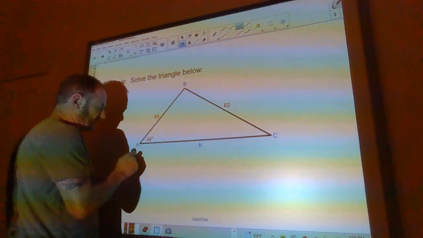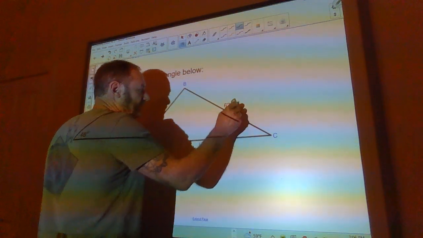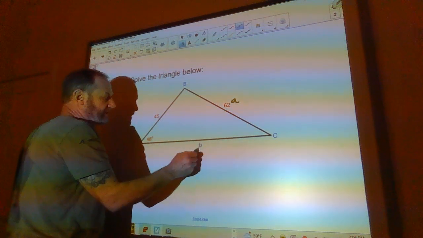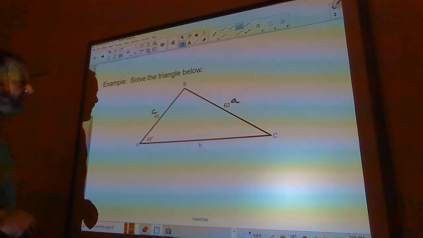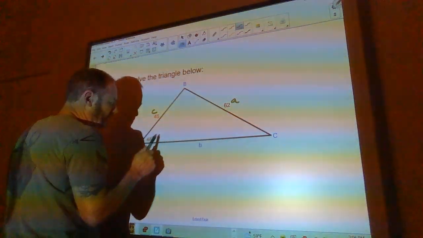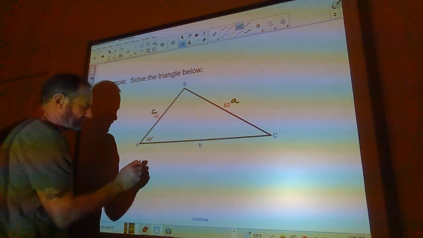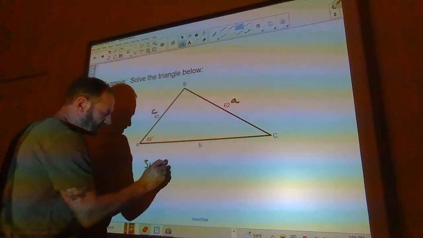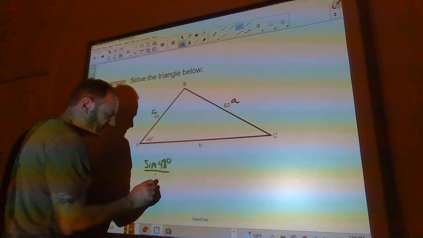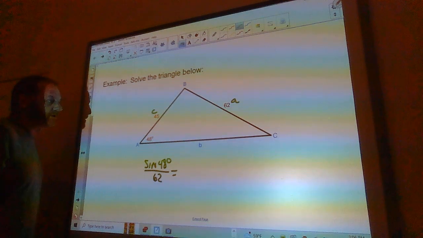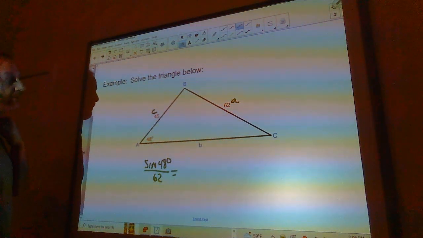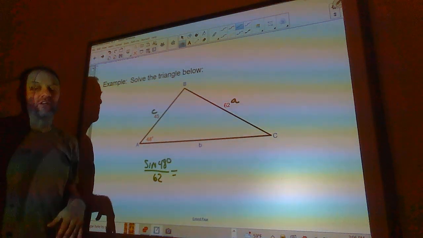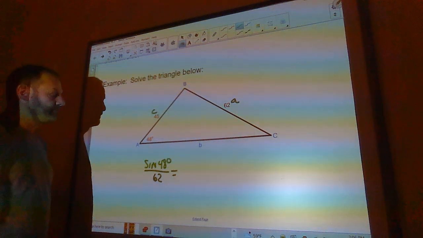Okay, so now the first thing you want to make sure that you do is that you properly label all the sides. So here's angle A, which means this is side a over here. Notice here's angle B and there's side b. There's angle C, that makes this c. Okay, I have a known side across from a known angle, so I'm going to use the sine of 48 degrees over 62 in order to solve the whole triangle. When it says solve a triangle, it means find all the sides and all the angles.